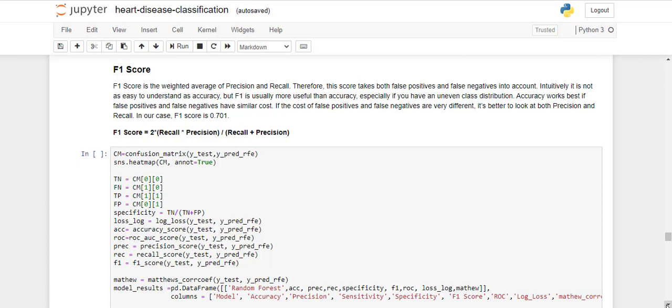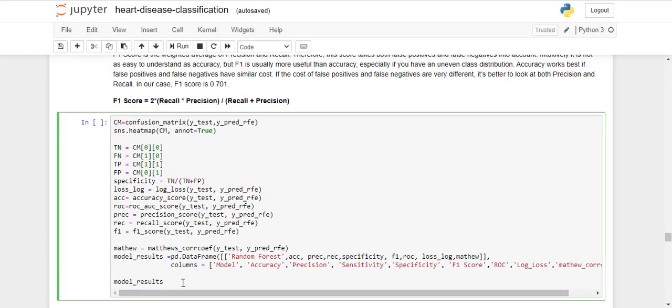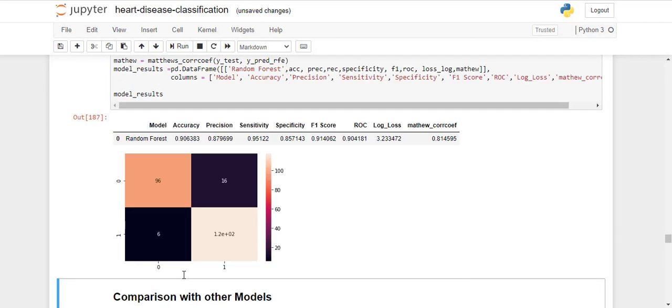So first of all, I'm using random forest as our base model. And we can see here we have achieved 90.63 accuracy with random forest entropy criteria. 0.87 precision, sensitivity is also quite high, 0.95. Specificity is also good. F1 score is quite good, 91. ROC is 90, and log loss is 3.2, which is quite high.